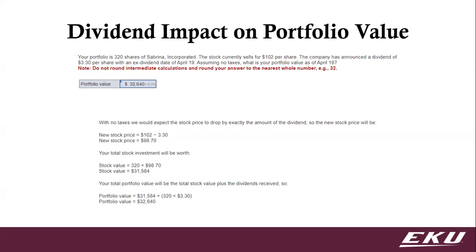And then we have to remember, we would then add back the cash. That portfolio value should actually be the same too, as just the shares outstanding times the current share price of 102. Like I said, the share price goes down, but it goes down by exactly how much you receive in cash.